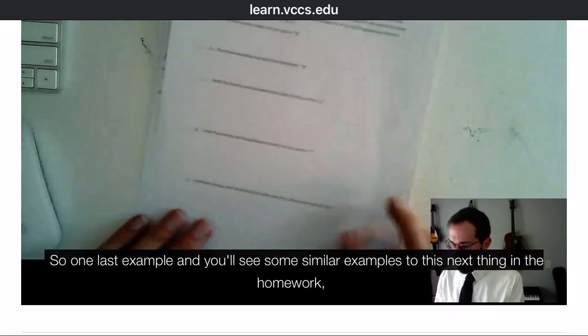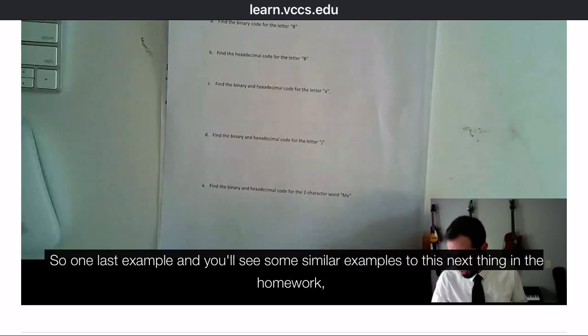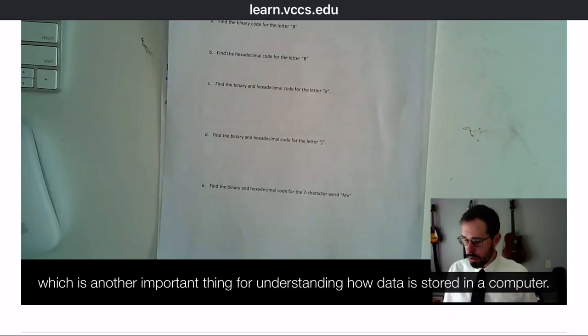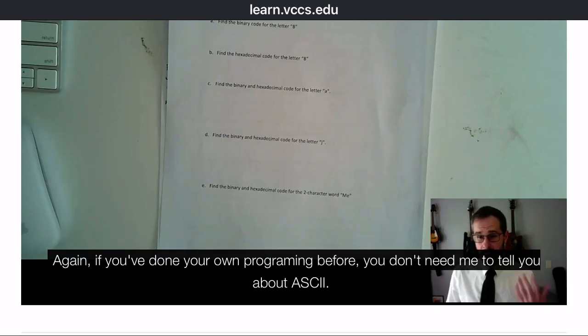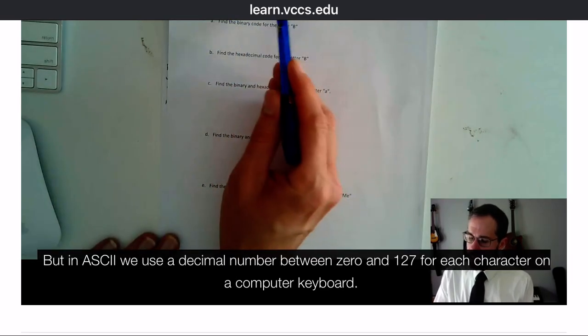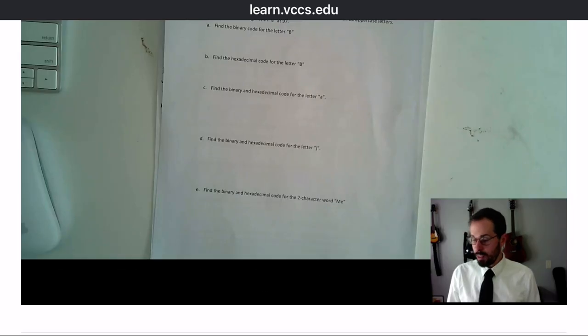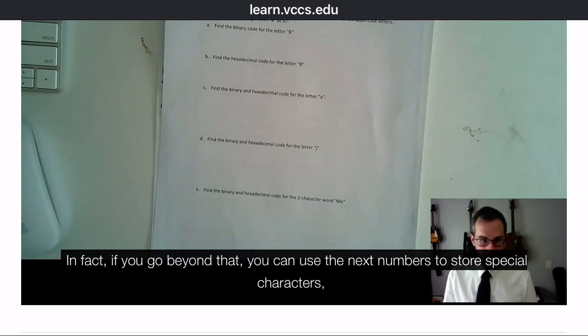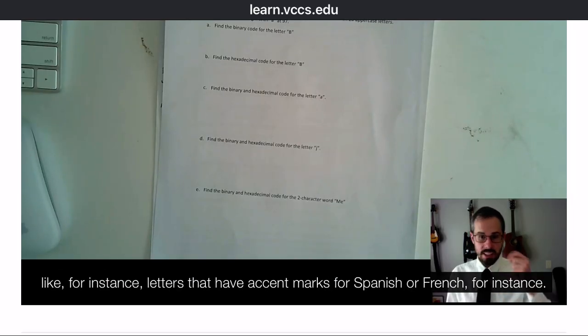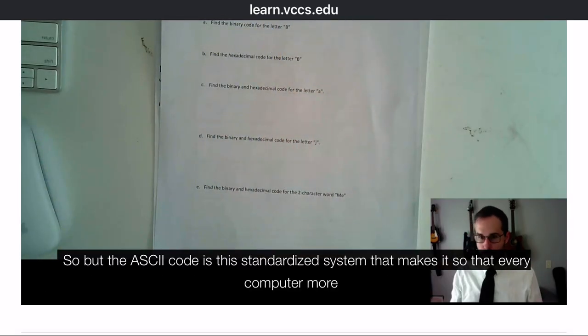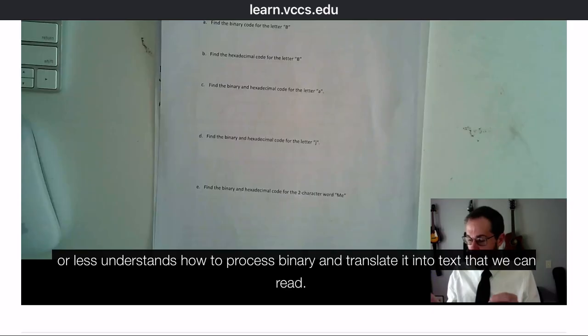All right, so one last example, and you'll see some similar examples to this in the homework, which is another important thing for understanding how data is stored in a computer. There is this code called ASCII. Again, if you've done your own programming before, you don't need me to tell you about ASCII. In fact, you might even know more about it than I do. But in ASCII, we use a decimal number between 0 and 127 for each character on a computer keyboard. If you go beyond that, you can use the next numbers to store special characters, like letters that have accent marks, for Spanish or French, for instance. But the ASCII code is this standardized system that makes it so that every computer, more or less, understands how to process binary and translate it into text that we can read.